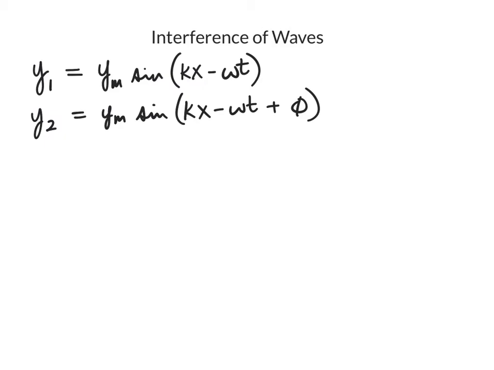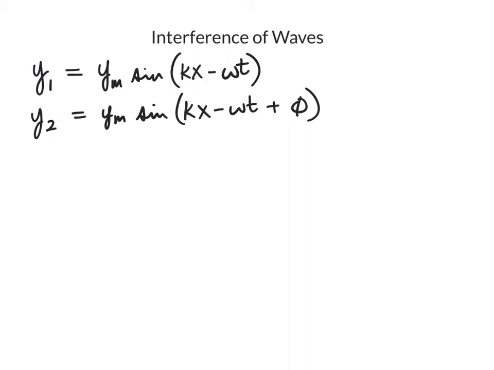So remember that the argument of a sine or cosine function has to be an angle, and that angle kx would be a wave number times some distance, giving us some angular displacement, and omega t is also an angular. It's speed times time, another angular displacement. So the difference is this y2 wave has some sort of phase shift to it. So it's not the same wave.